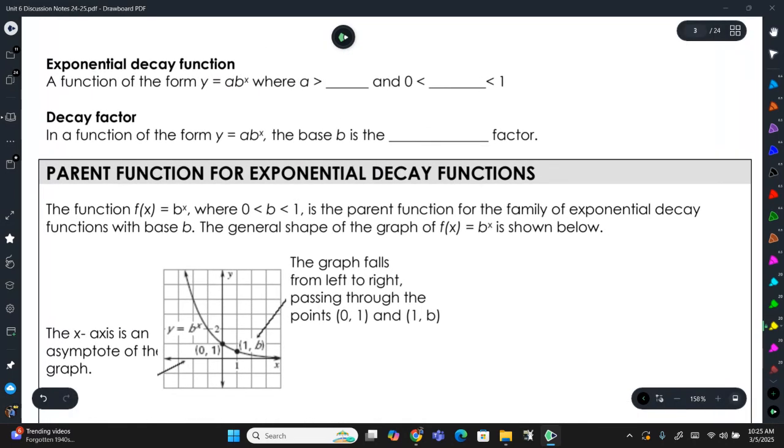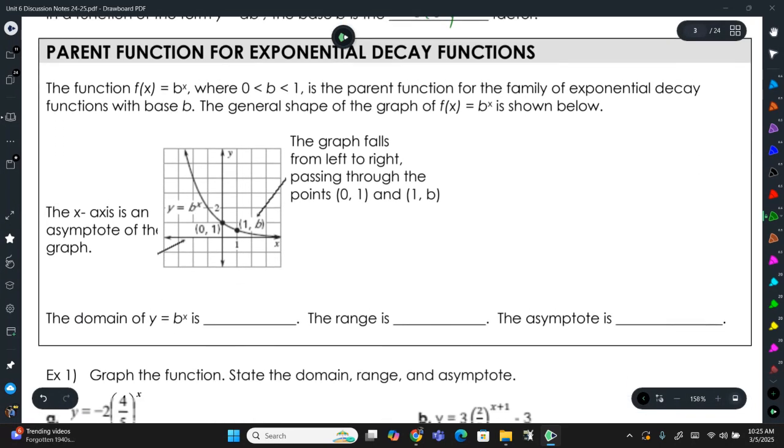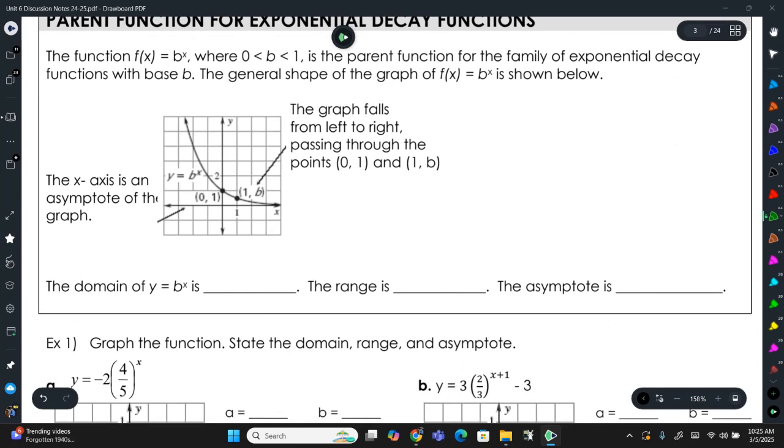So for exponential decay functions, remember a is still going to be greater than 1, but the b value is going to be between 0 and 1. And then, as we said earlier, your b is called the decay factor when you have an exponential decay function. So when we graph these, we're going to graph them the exact same way that we did the growth functions. It's just going to look different.